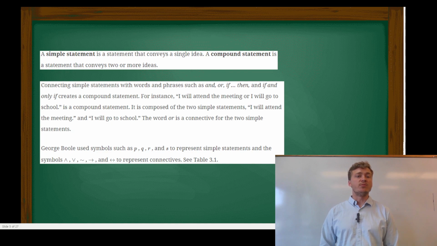George Boole used symbols such as P, Q, R, and S to represent simple statements. For example, instead of writing out, I will attend the meeting, we could denote that sentence with P. Or instead of saying, I will go to school, we could use the letter Q to represent that simple statement. Connectives such as or, and, not, if and only if, and then are all represented by the following symbols.